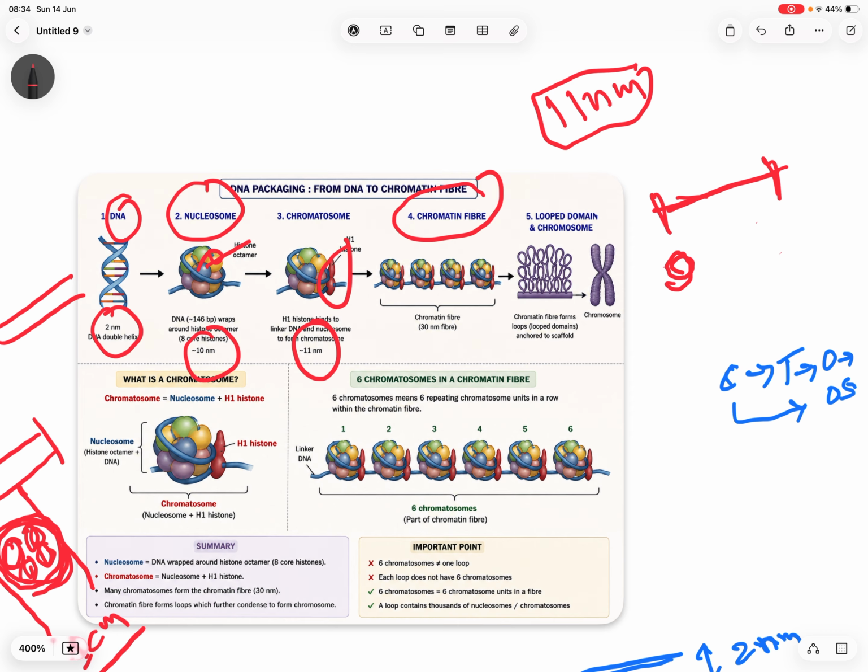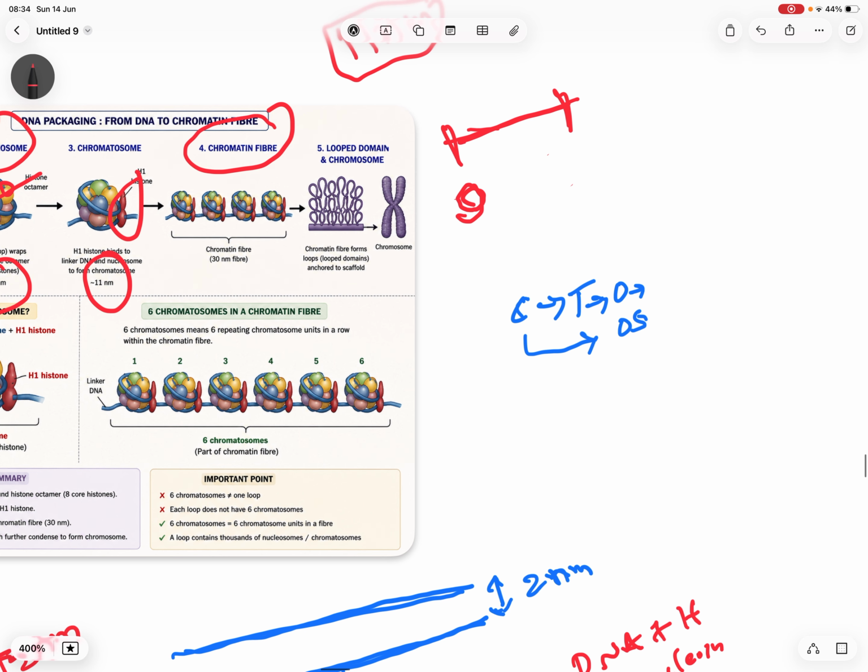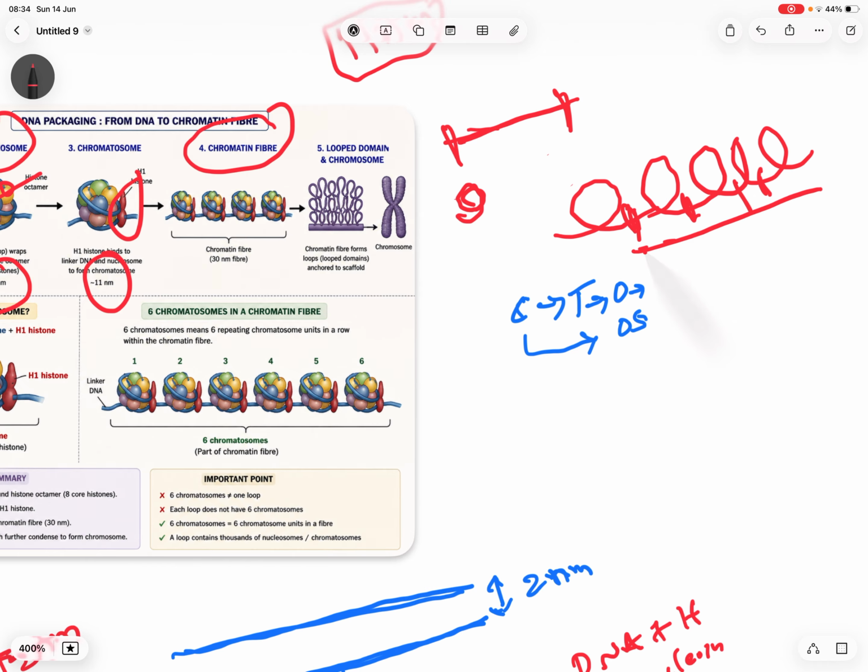So the next level is the chromatin fiber. What is the chromatin fiber? When multiple such chromatosomes, that means multiple linker proteins and these nucleosomes, come together, the chromatosomes form the chromatin fiber. So you can understand that the chromatin fiber has multiple chromatosome structures, meaning the DNA string with its core histone proteins and the linker DNA.